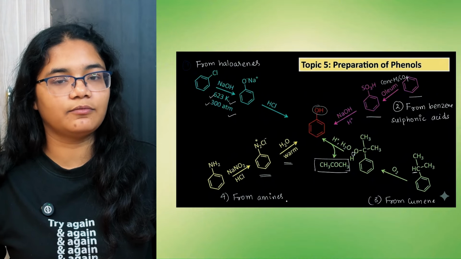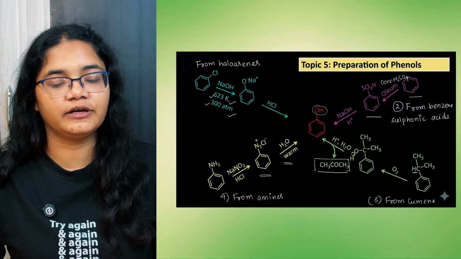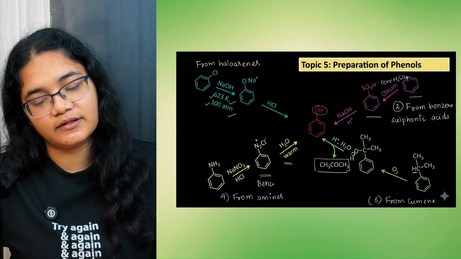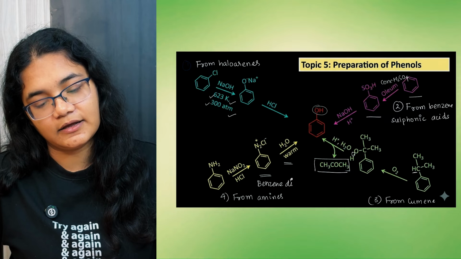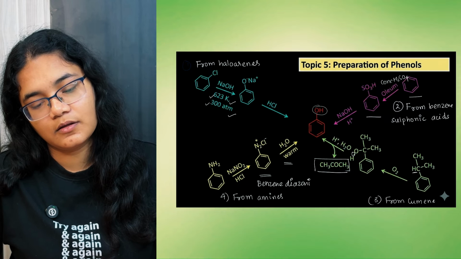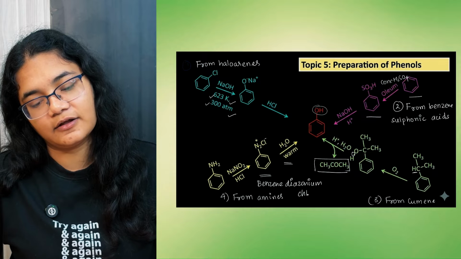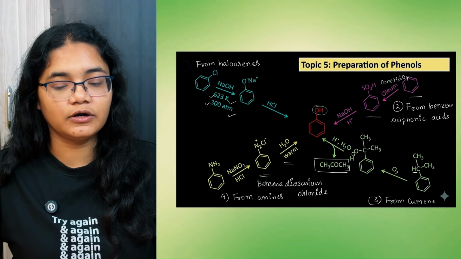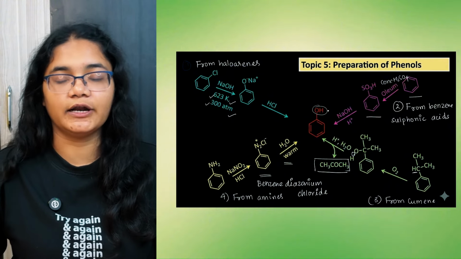Next, the fourth one is from amine. Here you take amine and just treat it with NaNO2/HCl to give you what? Benzene diazonium chloride. This is your benzene diazonium chloride. Now if you treat it with warm water, N2+ Cl- will get converted to OH.